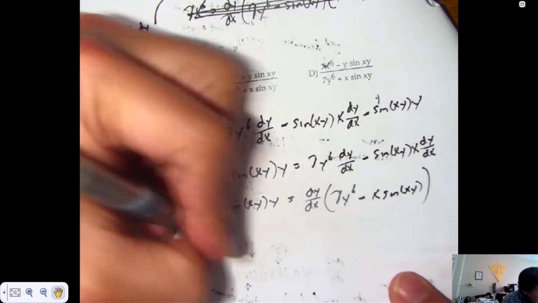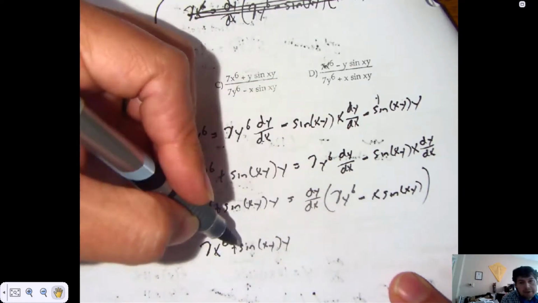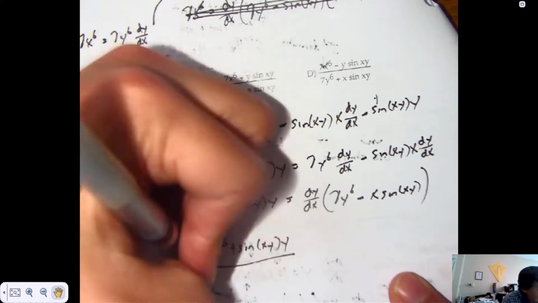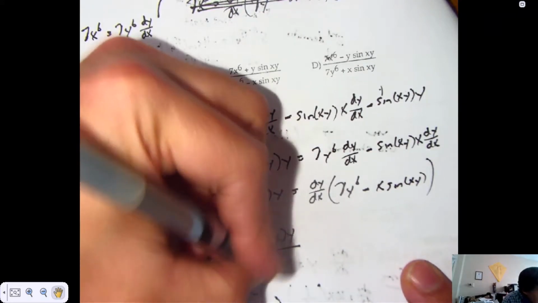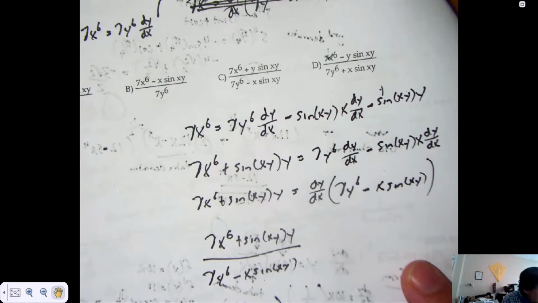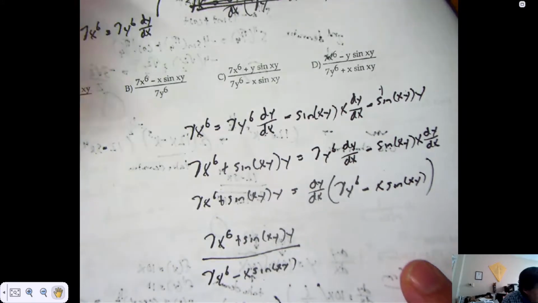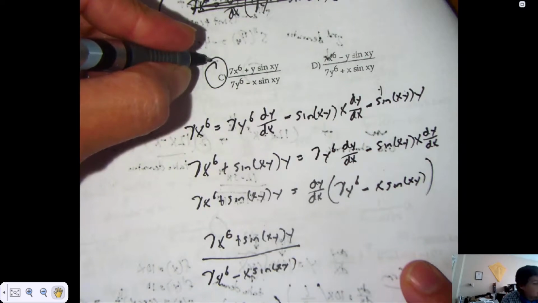So 7x to the 6th plus sine of xy times a y. They probably have the y in front of that. It would look better that way. Over 7y to the 6th minus x sine of xy. Looks to me like it's choice C. Hopefully that agrees with the key.